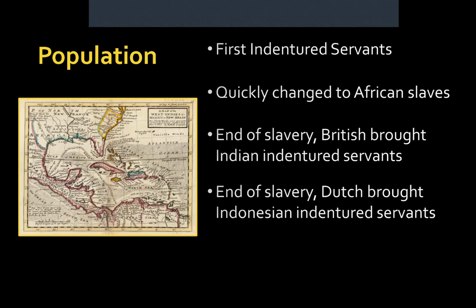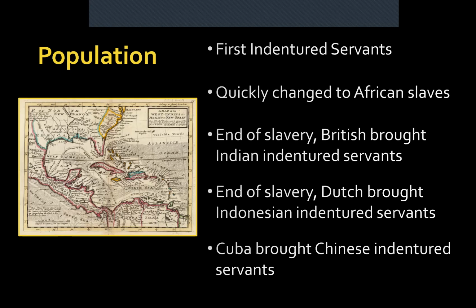In the Dutch islands, they brought over indentured servants from Indonesia, and that influenced the bringing in of different groups into some of the areas when slavery ended. And that creates the milieu of cultures that we see in the Caribbean. And in Cuba, they brought over Chinese indentured servants. So now we have all these different continents and these different places from South, East, and Southeast Asia being brought to the Caribbean on top of the African populations that were brought earlier during slavery.